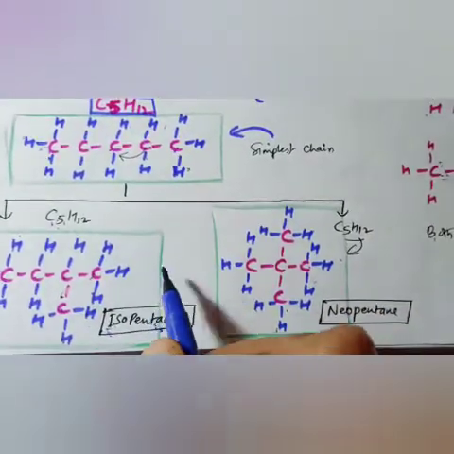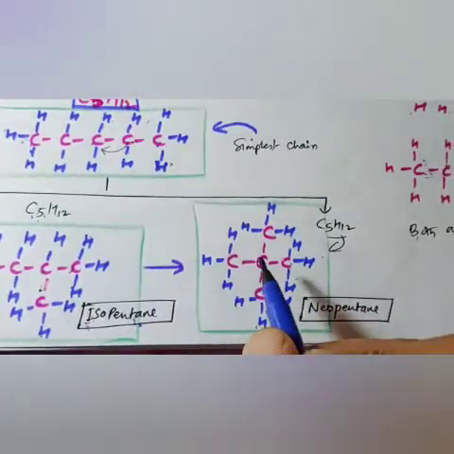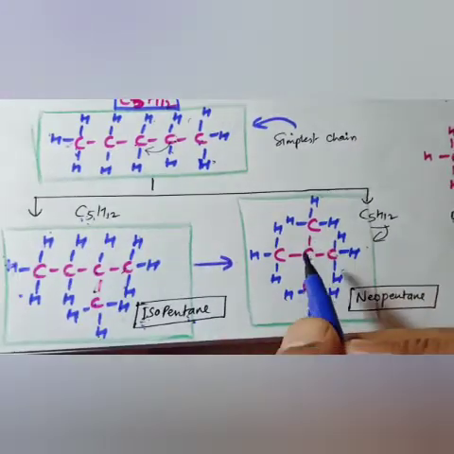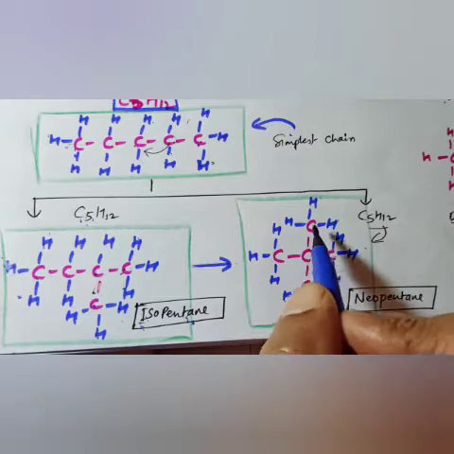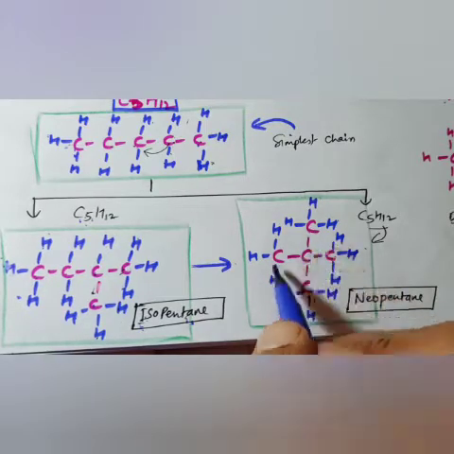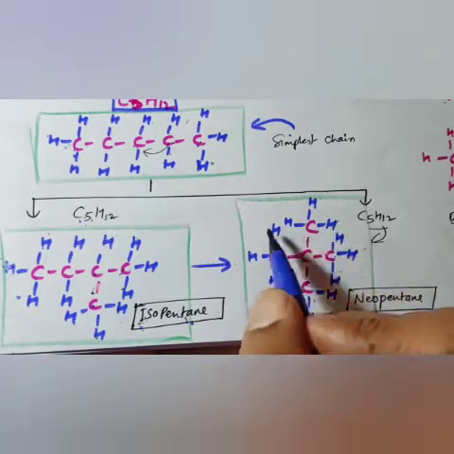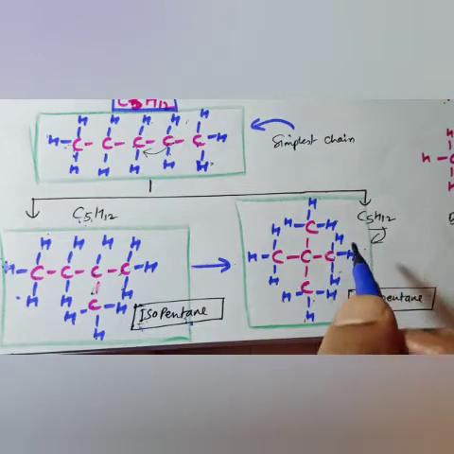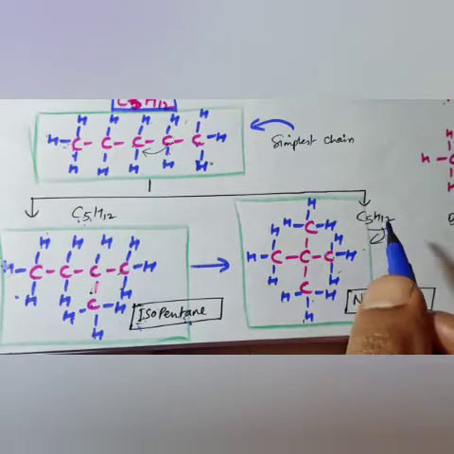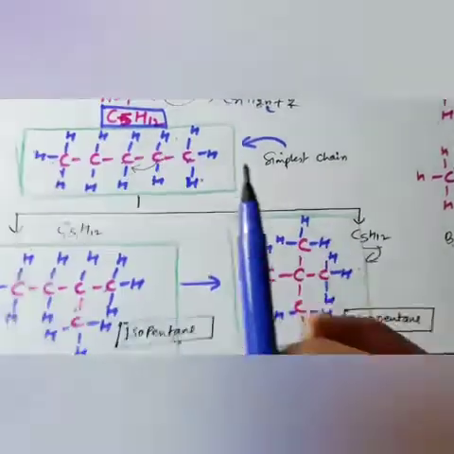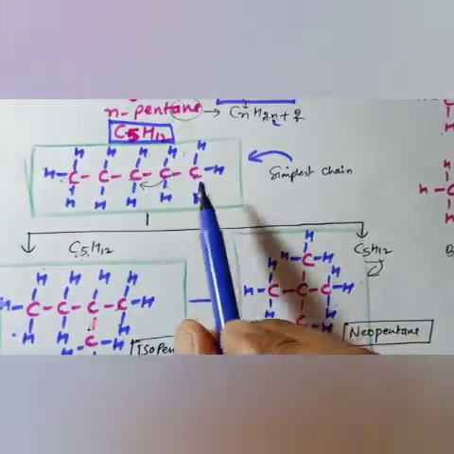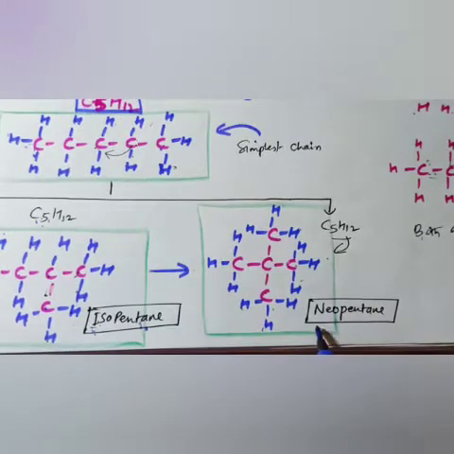Now we will talk about the second isomer. Now I changed the structure: I made one central carbon and around it 4 carbons. It means the total is 5 carbons, and 12 hydrogens are there. So again the formula is C5H12, and this isomer of n-pentane is written as neopentane.